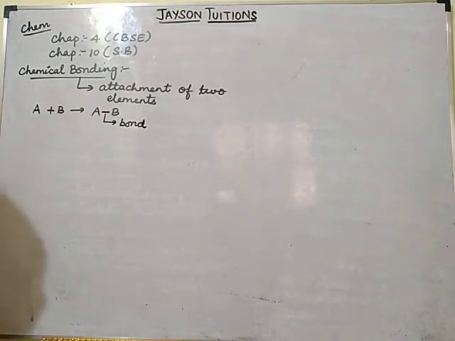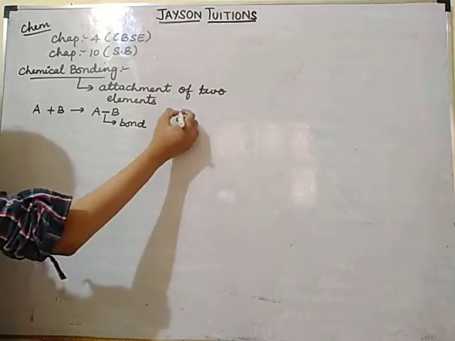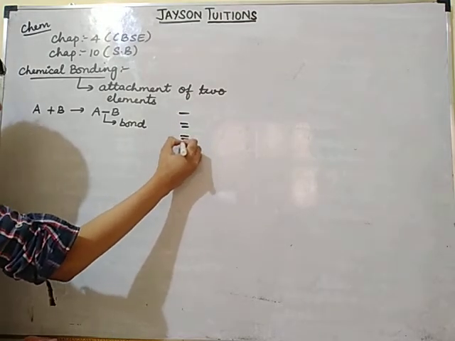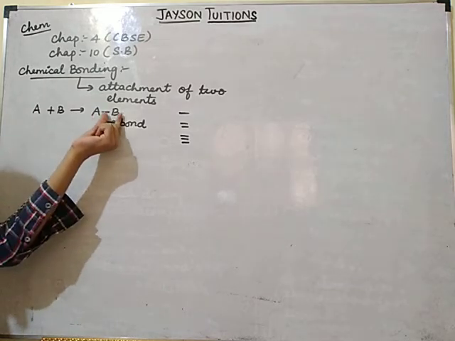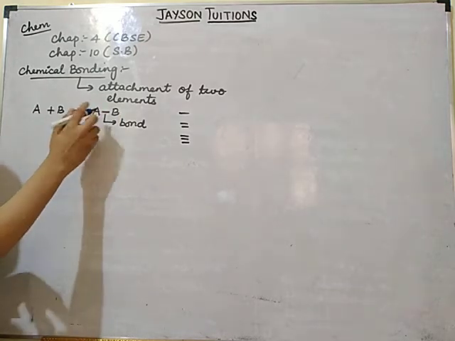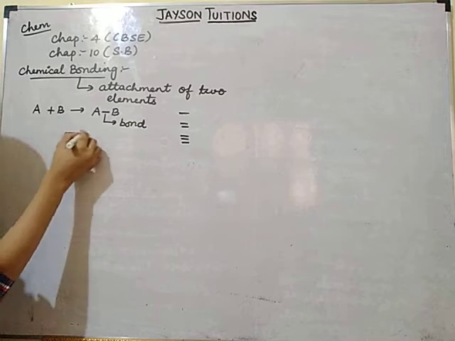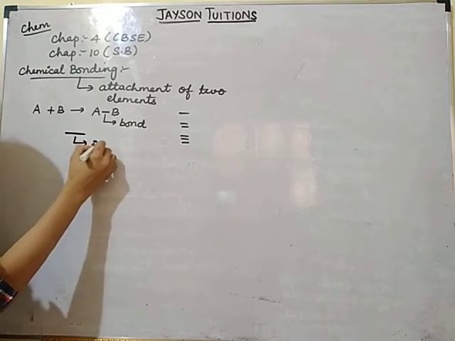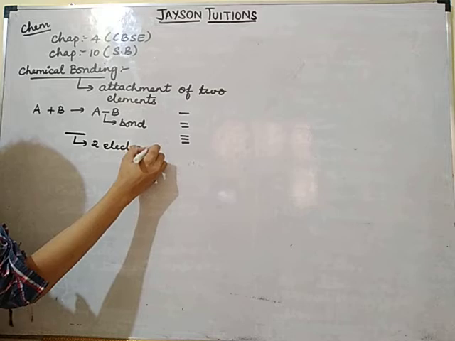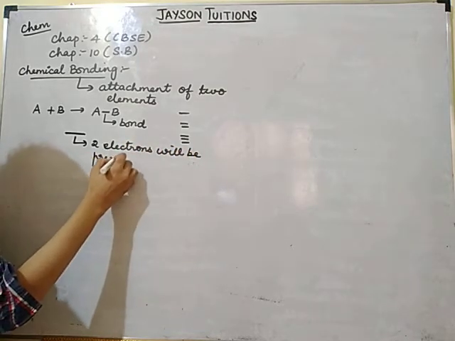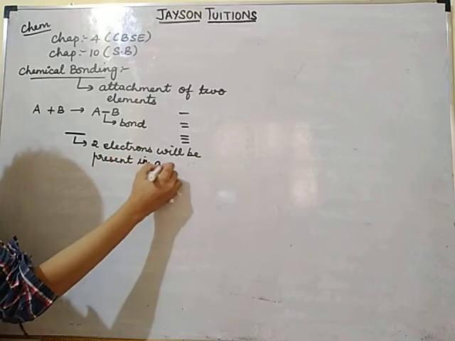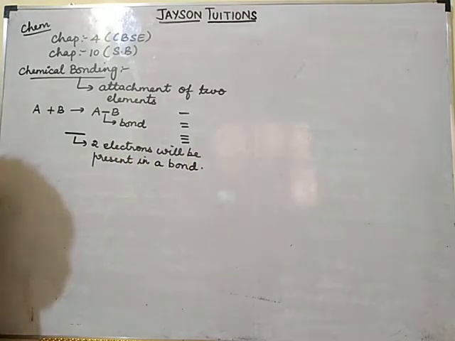Okay, in the carbon and its compounds lesson, you would have studied the three types of bond: single bond, double bond, triple bond, all those things. Okay, so chemical bonding means the bond between the two atoms. Okay, so in a bond, how many electrons will be there? Two electrons will be present in a bond.